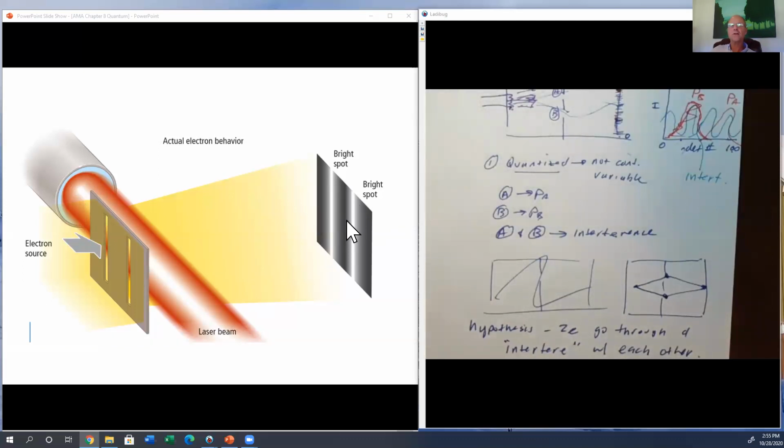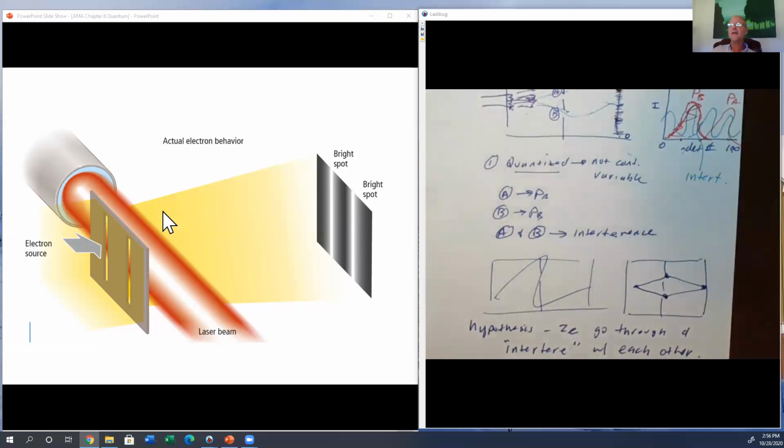The interference pattern goes away. When you turn the laser on, the electron behaves just like a what? Particle? A particle, exactly right. With the laser on, it behaves just like a particle. It goes through one slit only at a time, and it creates PA plus PB, right? It doesn't create an interference pattern. Turn the laser off, you get the interference pattern back.